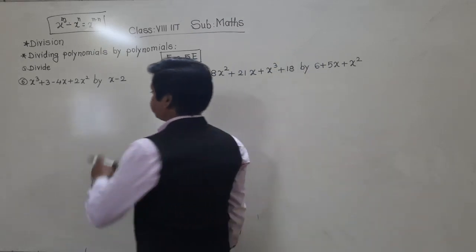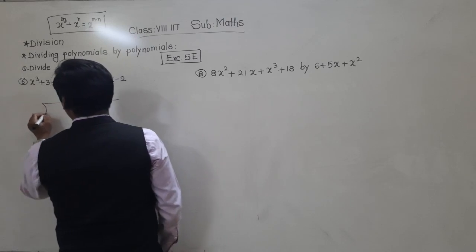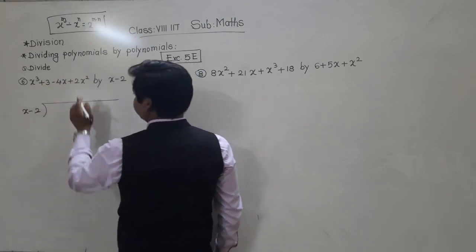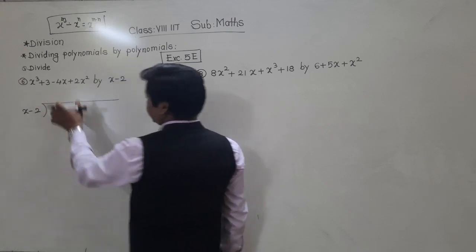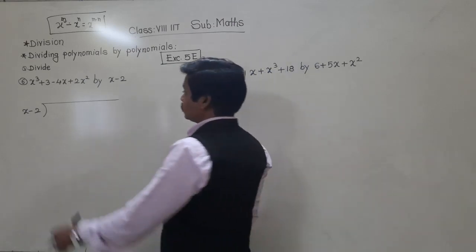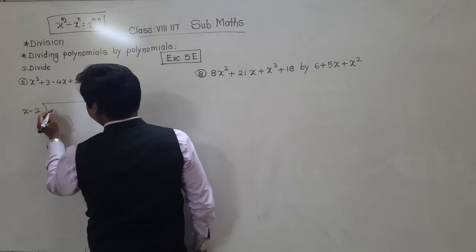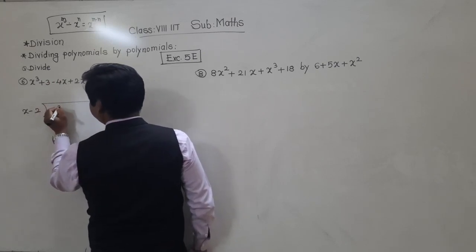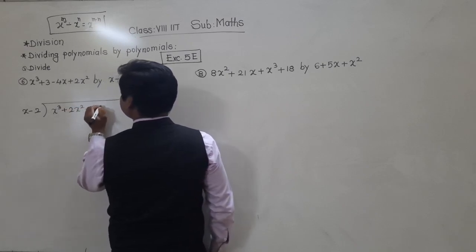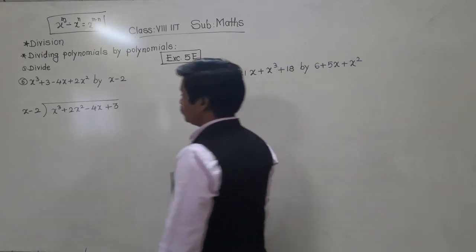Okay, now see. Our divisor is x minus 2, that will be written here. Dividend is this. But here see, if you observe this, it is not in the descending order of the exponents of the variable. So while writing it here, we will write it in descending form. Okay. So highest power first: x cube plus 2x square minus 4x plus 3, in this way. Okay, that is right now.